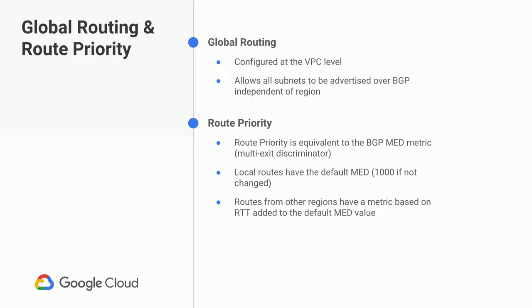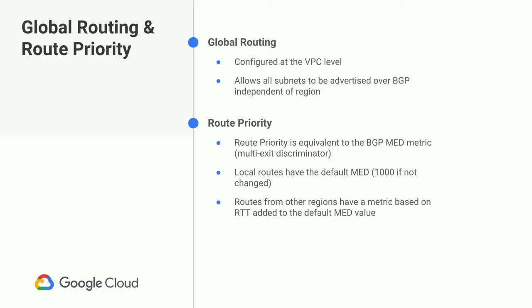So global routing really allows the router to pick up all subnets. Back to my example, if you had an east, a central, and a west region, and you had subnets in all of them, remember when I said in regional mode, if you put the cloud router in the west, it would only pick up the west subnet. But if you're in global mode and the cloud router is in the west, it'll actually pick up the subnets in the west, the central, and the east.